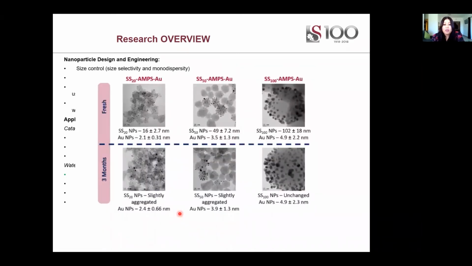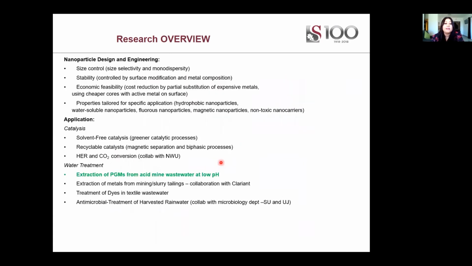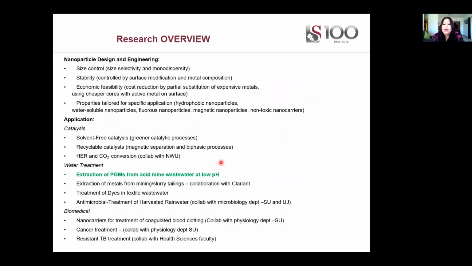And then this is just one of our nanomaterials we've made. This is actually silica, the lighter ones, with discrete gold nanoparticles tethered to the silica nanoparticle. And these were used in one of our dye degradation studies. This has also been published by Springer Nature Applied Sciences. And then finally, I collaborate with physiology and health sciences at our university because we send our nanomaterials for treatment of coagulated blood clotting, for cancer treatment, and also for TB treatment.